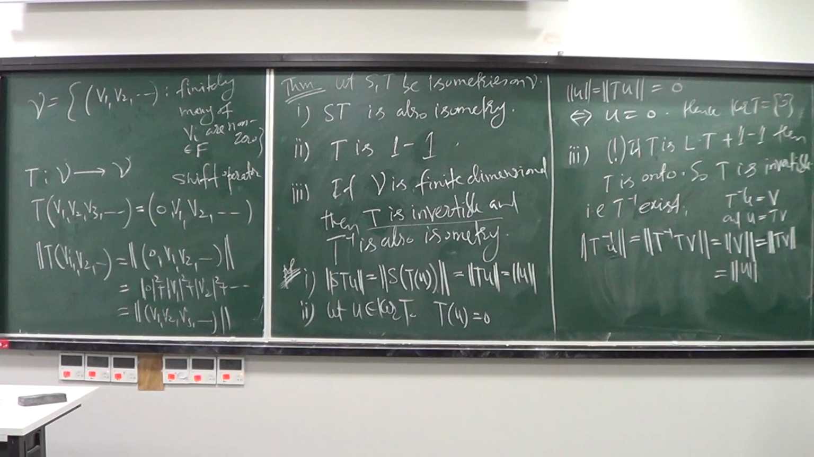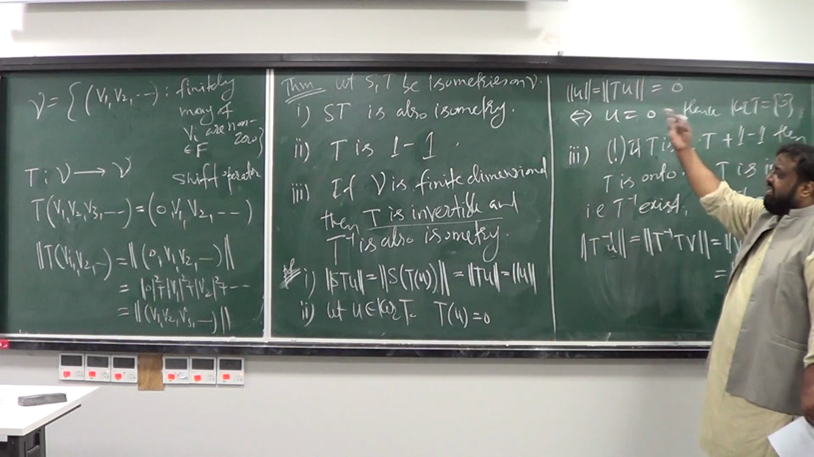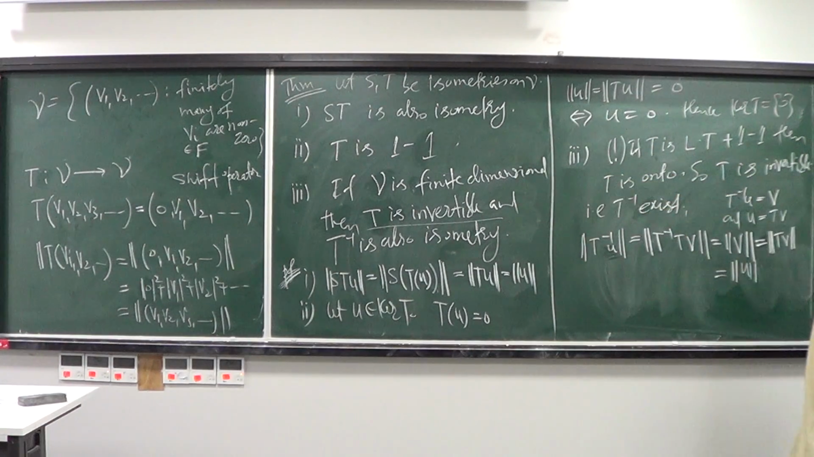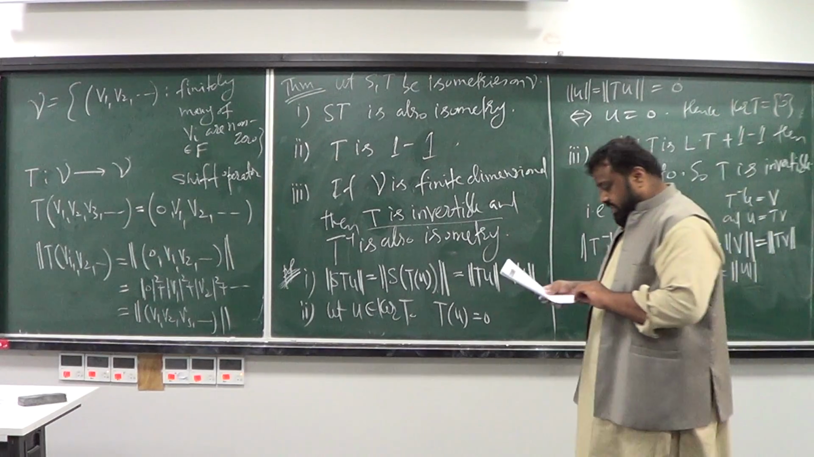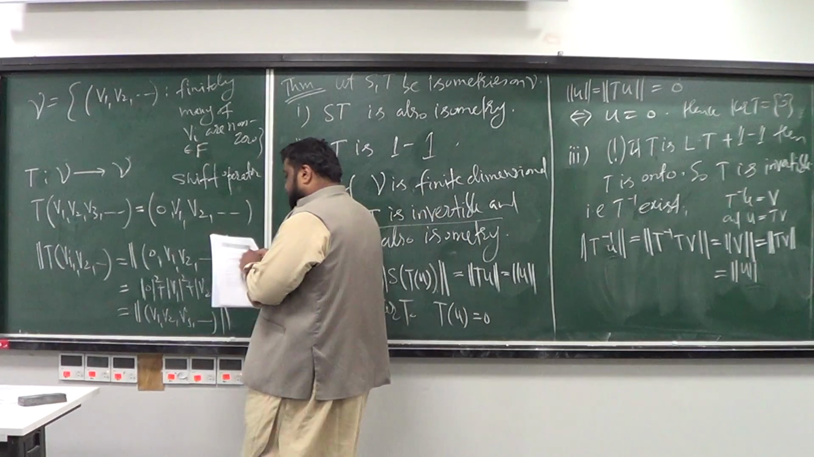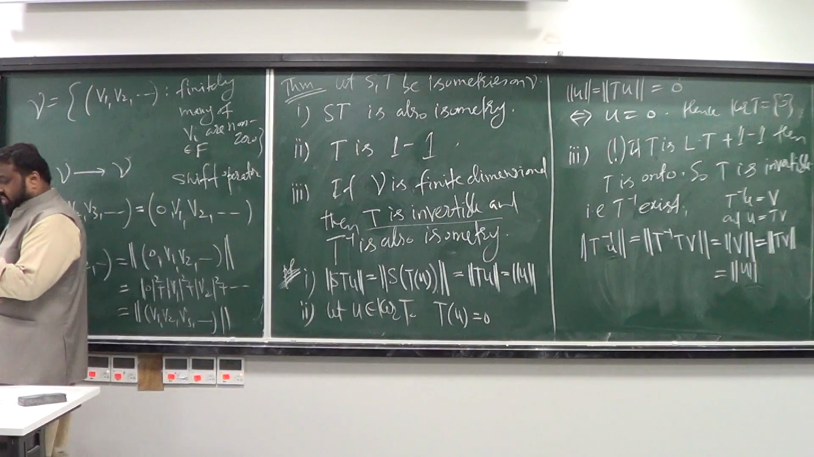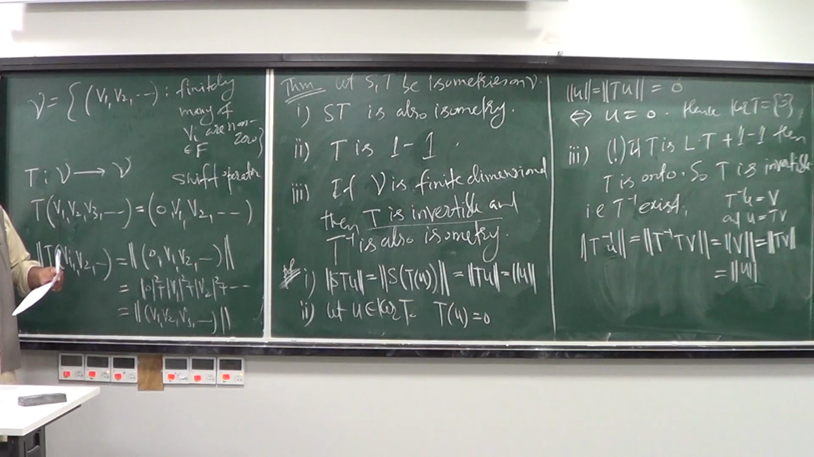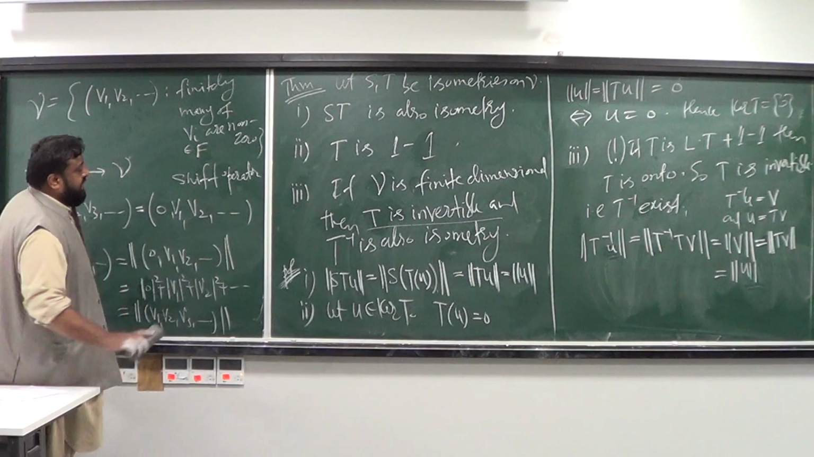So what we actually showed is that if T is a linear transformation, T is an isometry, we know it's 1-1, and hence it must be onto, then its inverse is also invertible, and is also an isometry. So T inverse operated onto U gives back the magnitude of U. So these are some of the basic properties of isometries.